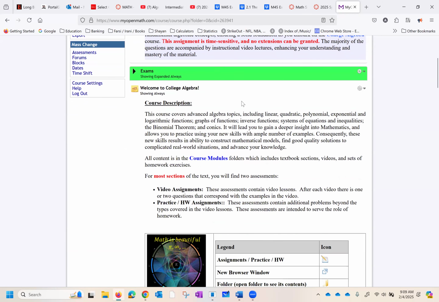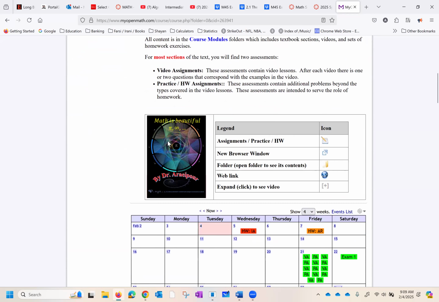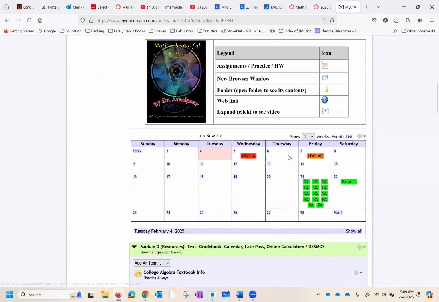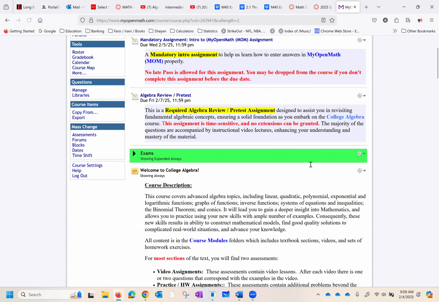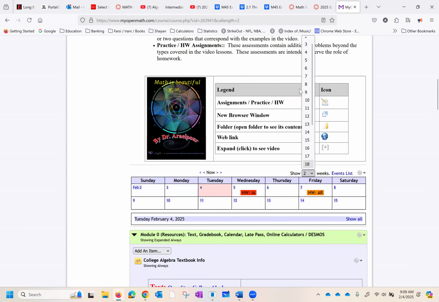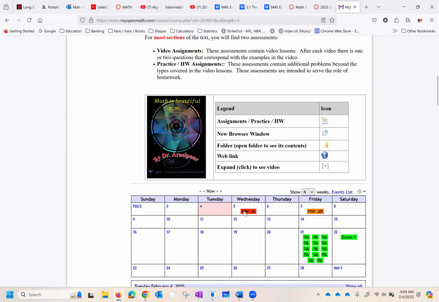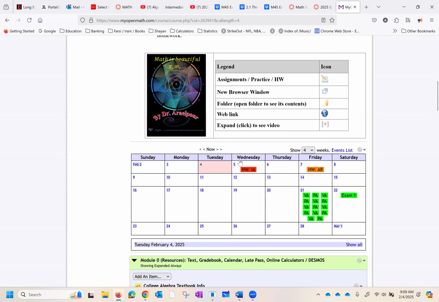Then, welcome to college algebra. Its description. Now, I want you to pay attention to this calendar, which is different than the calendar that you have on Canvas. By the way, 4, you can make it 2. You can change the number of weeks. I'm going to go back to 4. And as you can see, an assignment is due pretty much right away. And then look at the coloring. The color is red. That means it's due very fast. Then it becomes orange. And this is green.